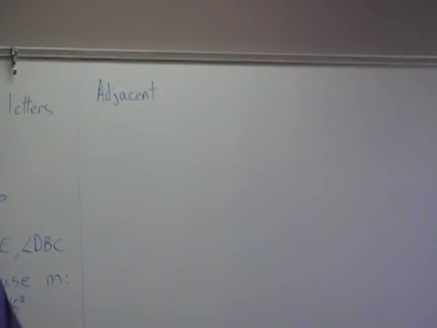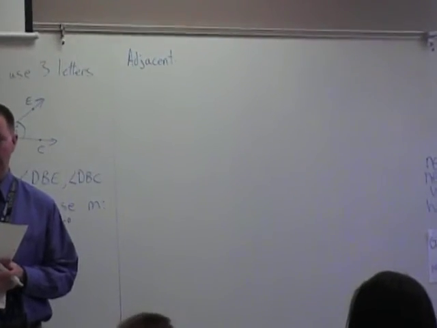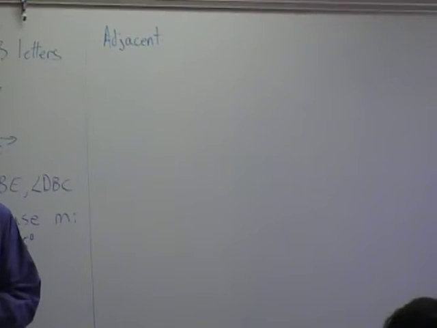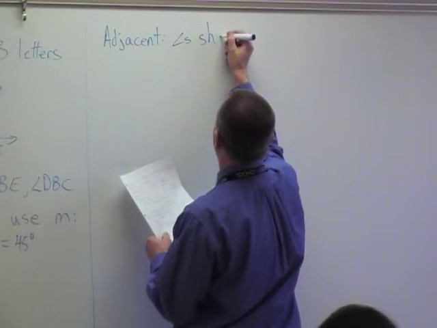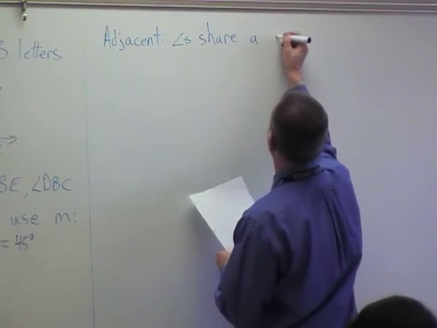What's adjacent? I think it means something that's like almost the same. Kind of. Isn't it where it's the angle across from it? Close. We're coming up to that. How about the angles, two angles, share a common side.